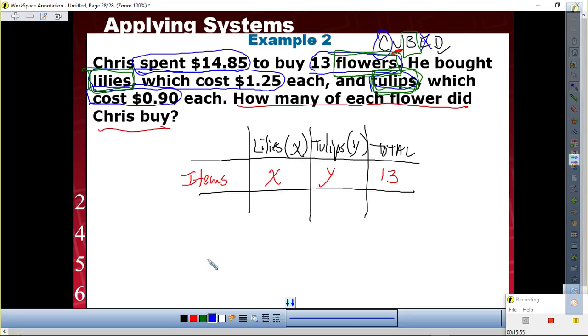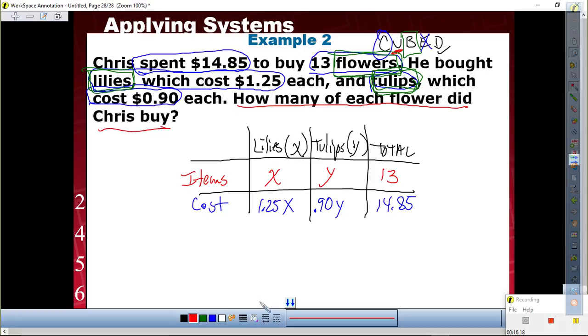Chris, what do I label this? Cost and 1.25x, 0.90y, 14.85. Hands if you got that, please. All right, good. So, let's write our equation.